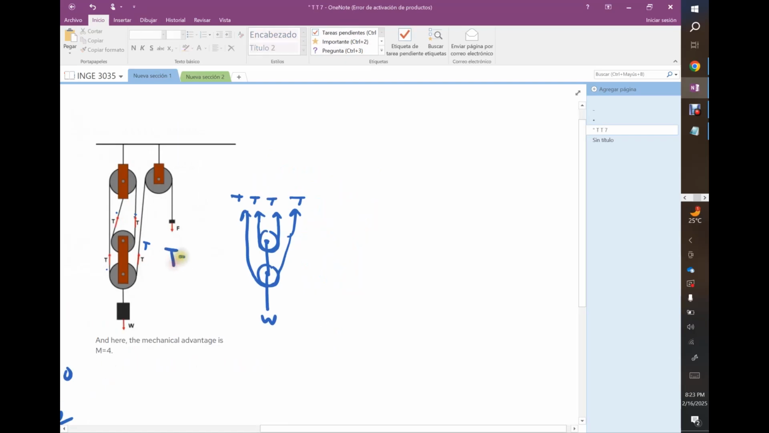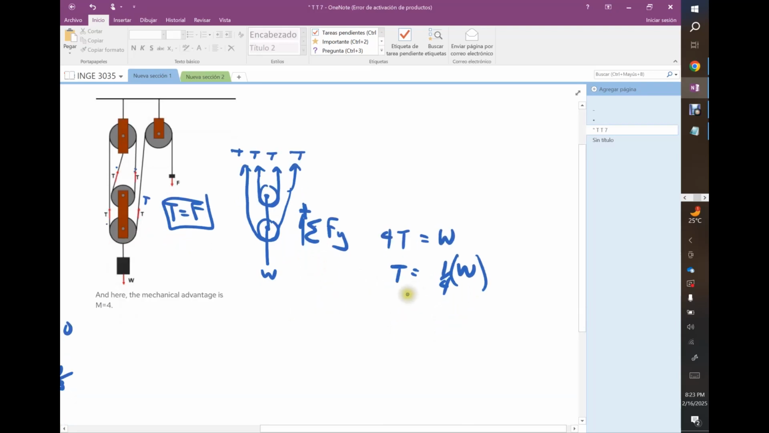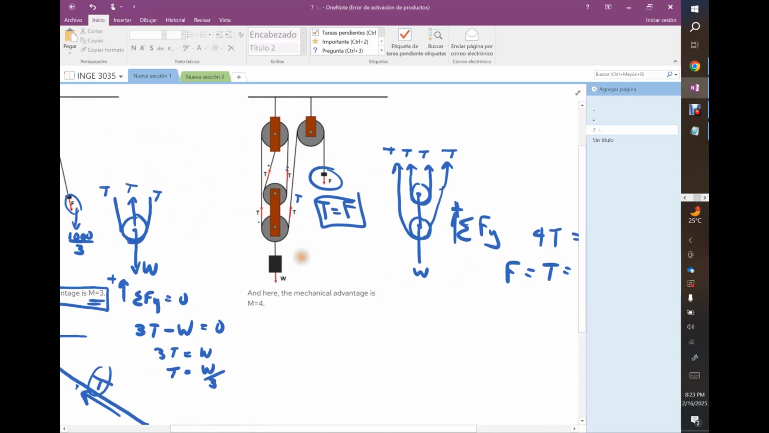So T equals F, right? Basically, on the sum of the forces in the y direction, up positive, that means that T equals 1/4 W. So it's 1/4 of W, and that will be the tension, which is equal to the force that you need to apply here. That's kind of nice, because that gives us an advantage.